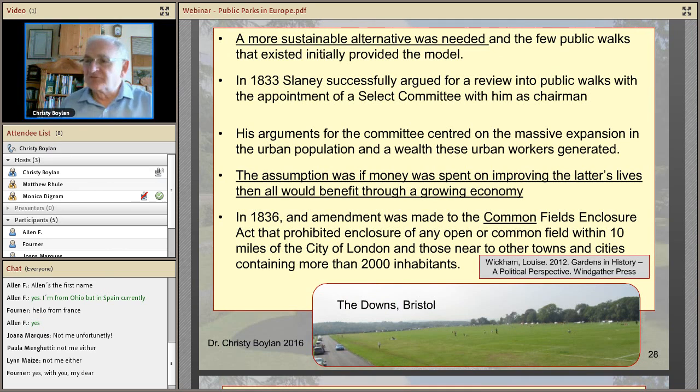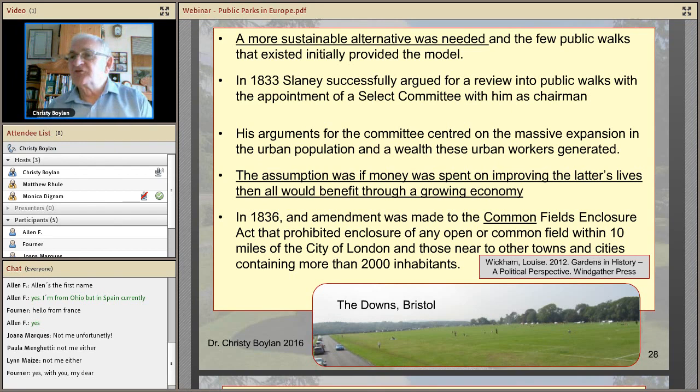They realised, of course, that to provide these things was going to mean they'd have to raise more taxes. So the 1848 Act, which was the Public Health Act, enabled municipal authorities to buy land for parks, which was the first of its kind. So they felt that a more sustainable alternative was needed, and the few public walks that existed initially provided the model.